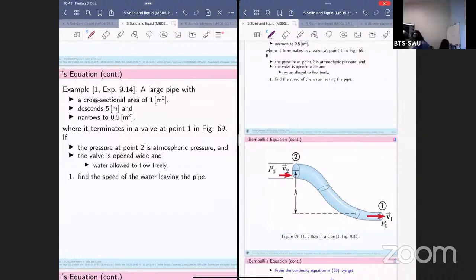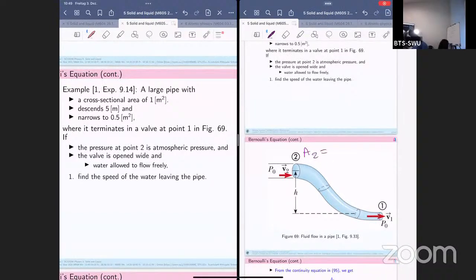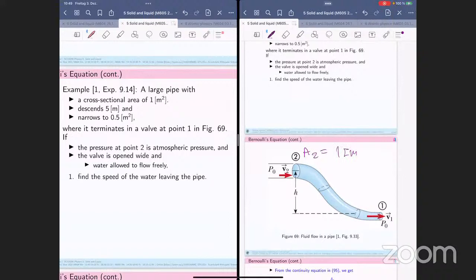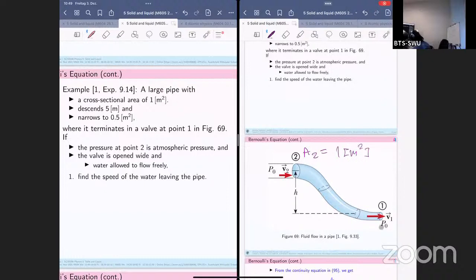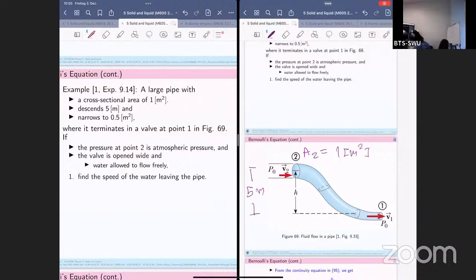Now let's get into the information of this example. A large pipe with a cross-sectional area of 1 square meter. So this A2 is 1 square meter, and it is gradually decreasing, going down like in a descent way. The height here is 5 meters.